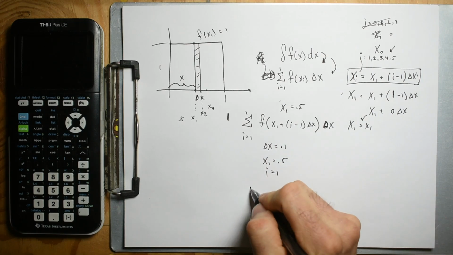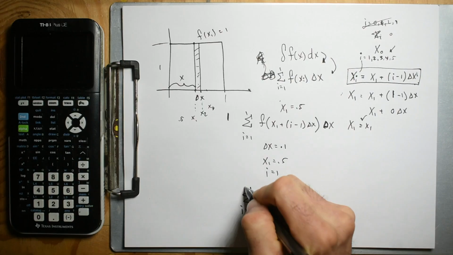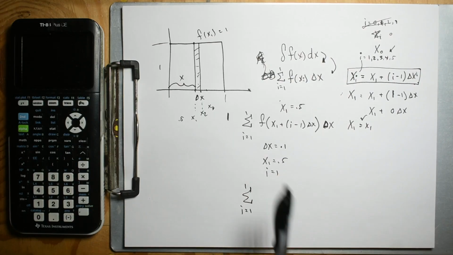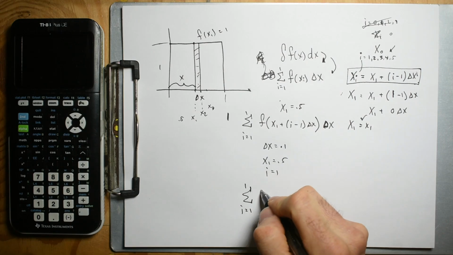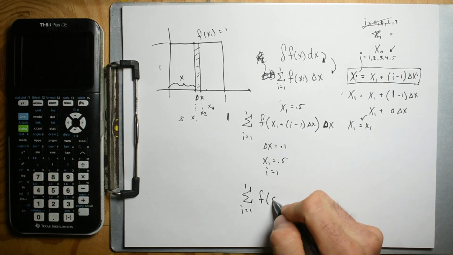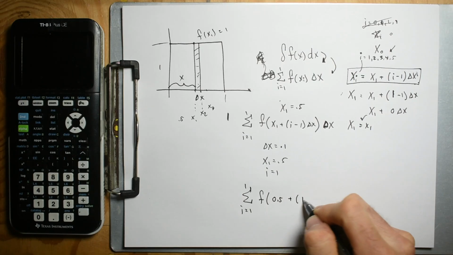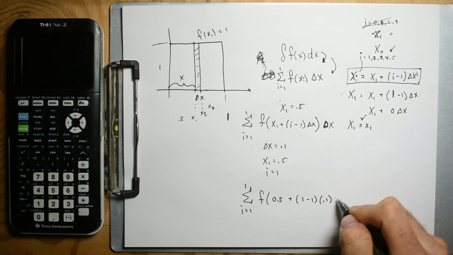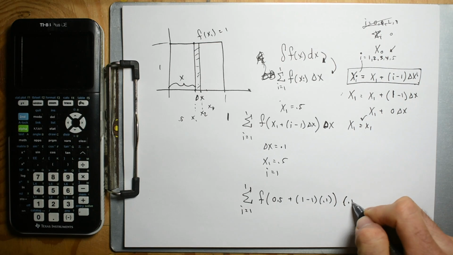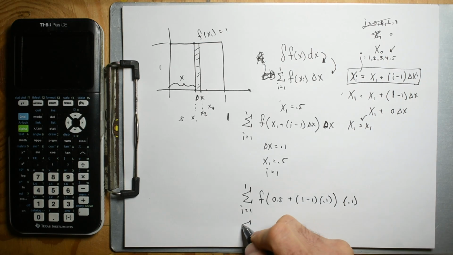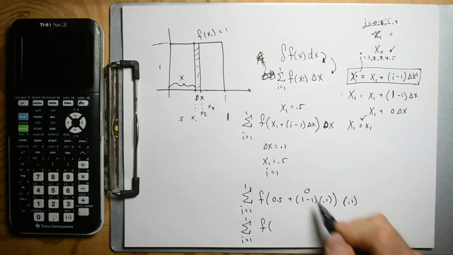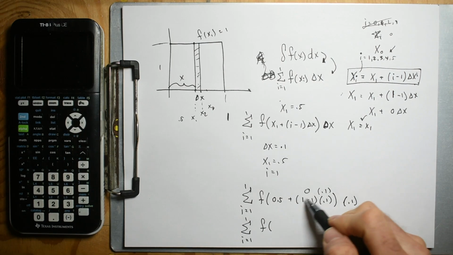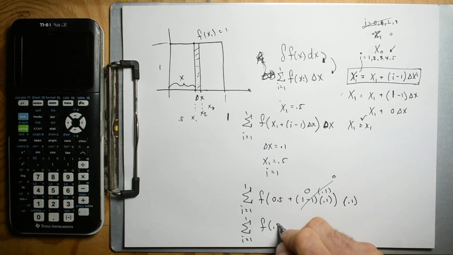Okay, so let's write it again. We have the summation of i equal to 1 to 1. I swear, summing one term is mind-melting. And so, cool, we have f of 0.5 plus 1 minus 1 times 0.1, times 0.1. And this is the summation of i equal to 1 to 1 of f of, this is 0 times 0.1, this is 0. And so we have f of 0.5 times 0.1.